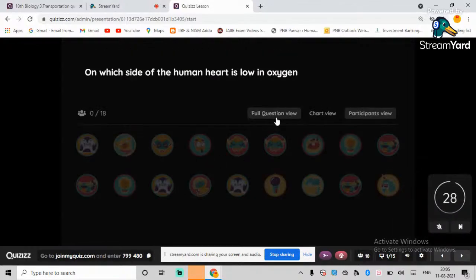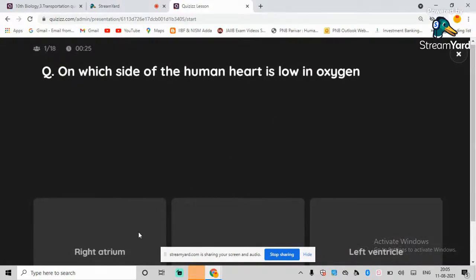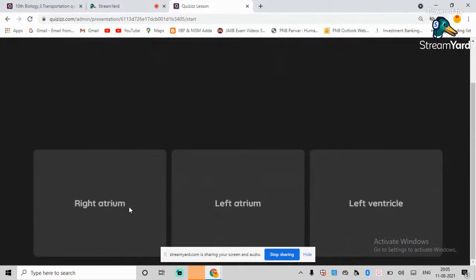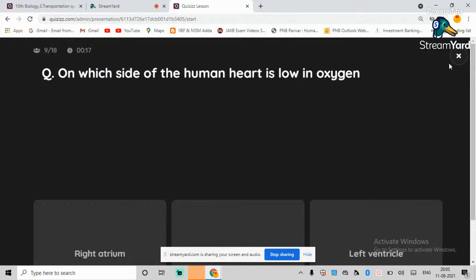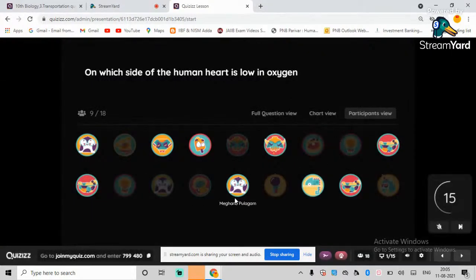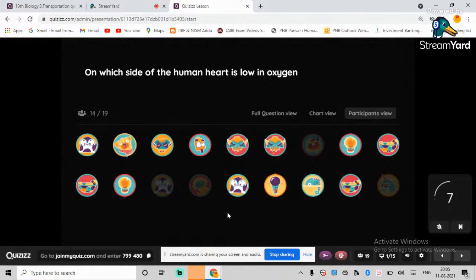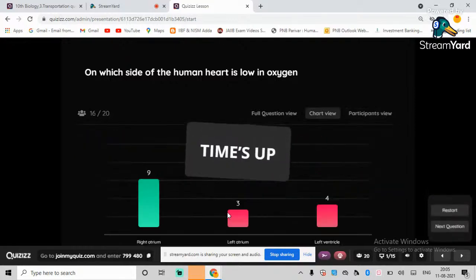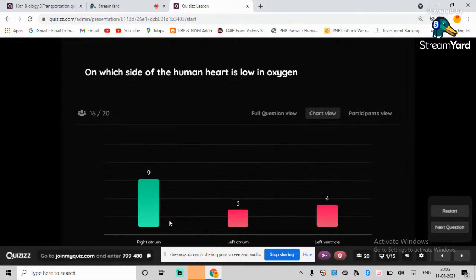So here is the first question. On which side of the human heart is the blood low in oxygen? Right atrium, left ventricle. Time's up. So the correct answer is right atrium. Let's go to the second question.